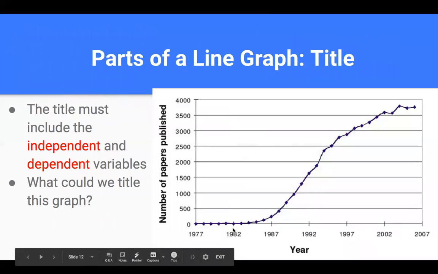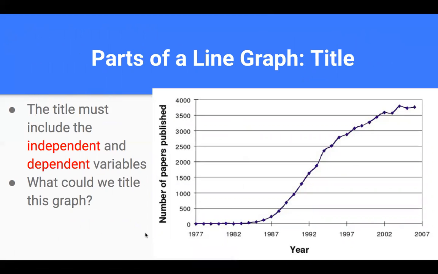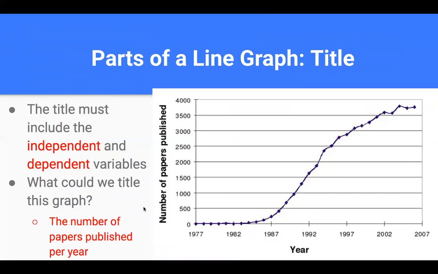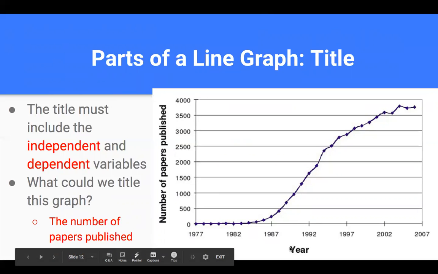So some other parts of a line graph is the title, extremely important. The title tells us what it is that we're looking at on the graph. And the title has to include the independent and dependent variables. In other words, it needs to include whatever is written on the x-axis and on the y-axis. So thinking about our x-axis, which is years or time, and the y-axis, which is the number of papers published, what could we title this graph?